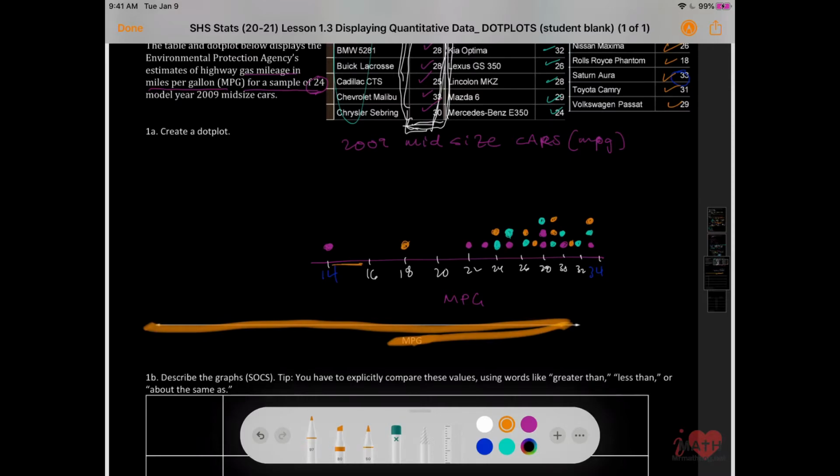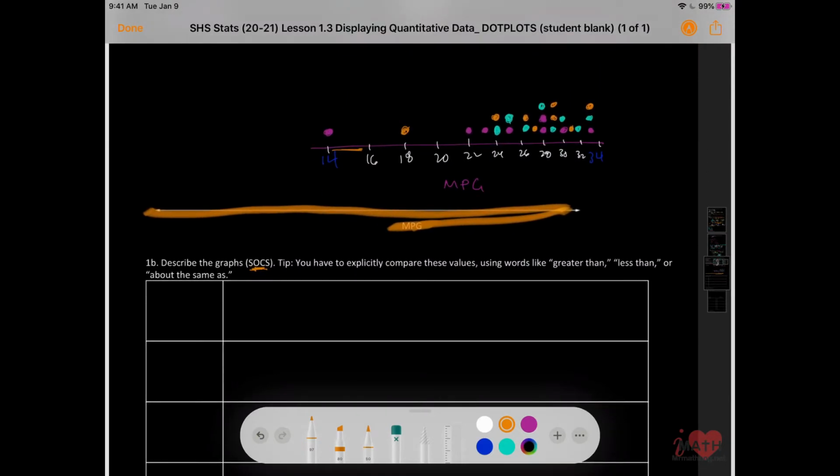All right, describe the graphs. SOCS. I'm not going to put that reminder on your quiz, but remember SOCS. SOCS represents what? Shape, outliers, centers, and spread. Tip, you have to explicitly compare these values using words like greater than, less than, or about the same. That's when you're comparing. So let's do an example. Let's do one, shape.